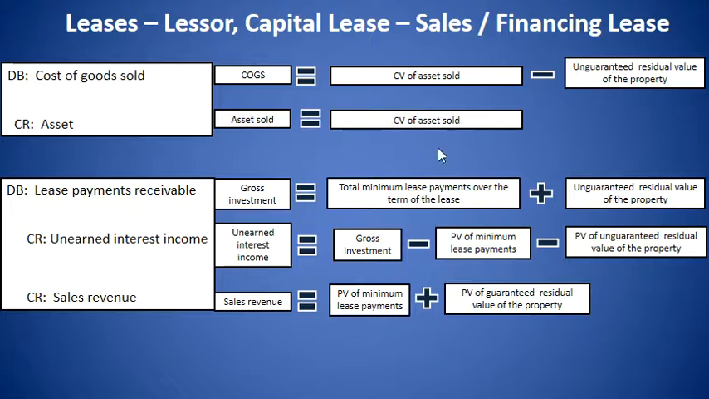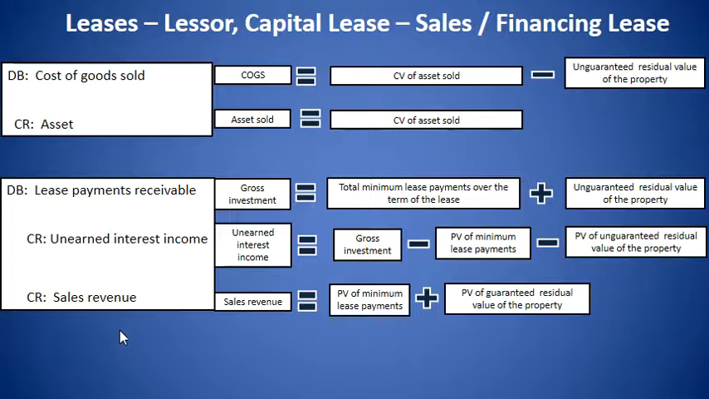Now, in the case of the asset sold, again, it's the carrying value of the asset. When we record cost of goods sold, it's the carrying value of the asset sold minus any unguaranteed residual value of the property, if that exists. Okay, our second journal entry then records all of our lease payments for the entire lease period under lease receivable. Then we're also going to record the interest income that we are going to receive from the lease over the period of the lease. And the last item is an entry that will record our sales revenue, which will be matched against our cost of goods sold.